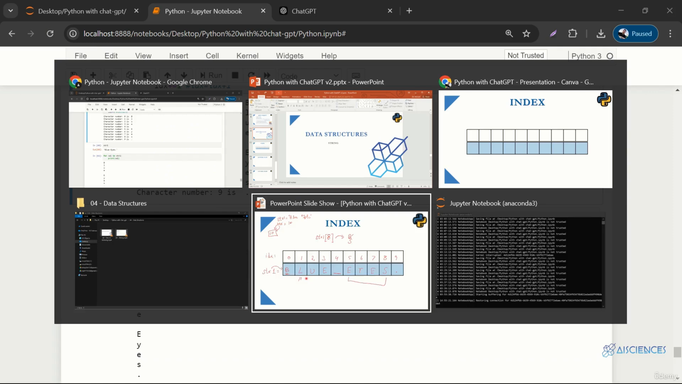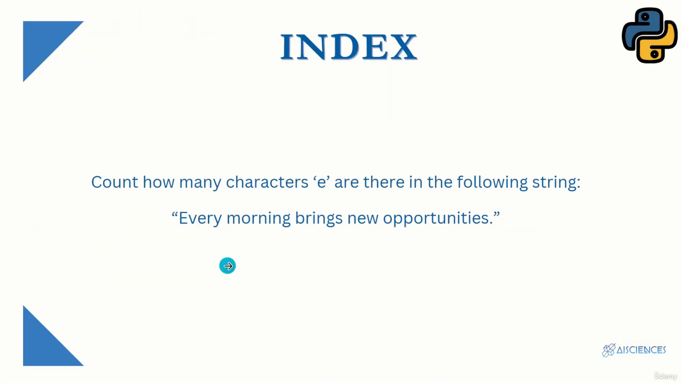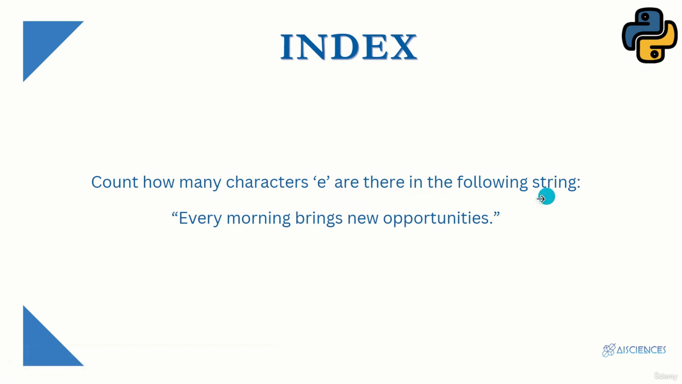Now before we end it, oh, where is the assignment? Yeah, here it is. So we have an assignment. You have to count how many times the character E appears in the following string. So here is the string. Please make sure the lower and uppercase letters are exactly like that. Every morning, every starts with capital E. Every morning brings new opportunities, right? So let's see if we can do it or not.